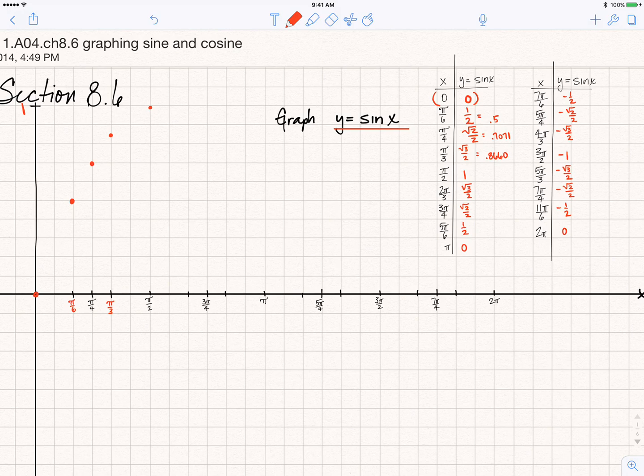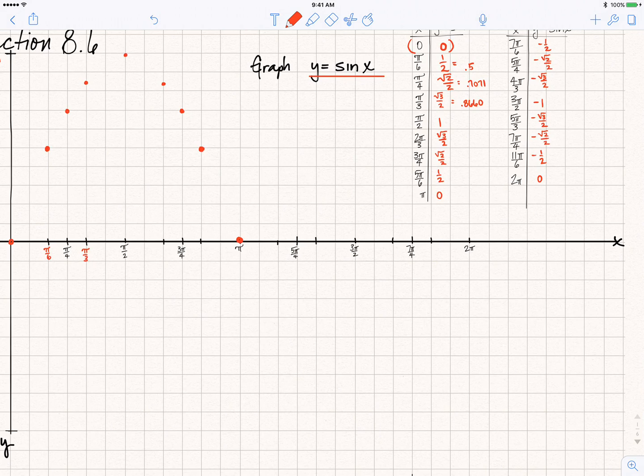Then we come back down into the second quadrant. So at 2 pi over 3, we're at 8.5 blocks. 3 pi over 4, 7 blocks. 5 pi over 6, 5 blocks. And at pi, we're back to 0. Then we go into the third quadrant. Now we're going down this time.